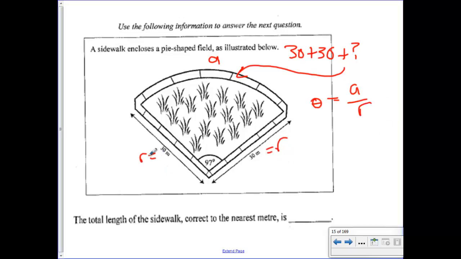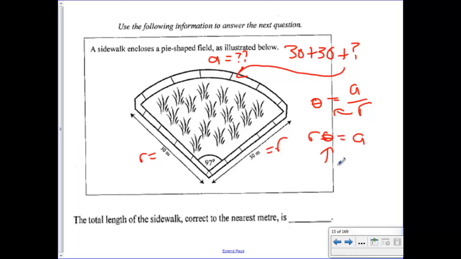Your radius, and Amy, you asked this earlier, the radius should be the same for both of them. Otherwise, something's wrong. This arc length is what we're looking for. So how do you find the arc length? Multiply the R by the theta. So 97 times 30. Well, here's the issue though.